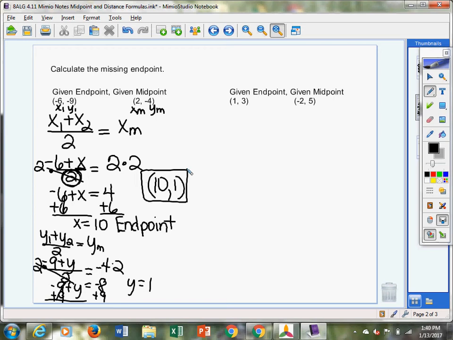If I did the midpoint formula using negative 6, negative 9, that's one of my endpoints, and this (10, 1), then the midpoint I would calculate is (2, negative 4). So that's kind of working backwards a little bit. Let me show you this concept one more time to make sure you've got it.